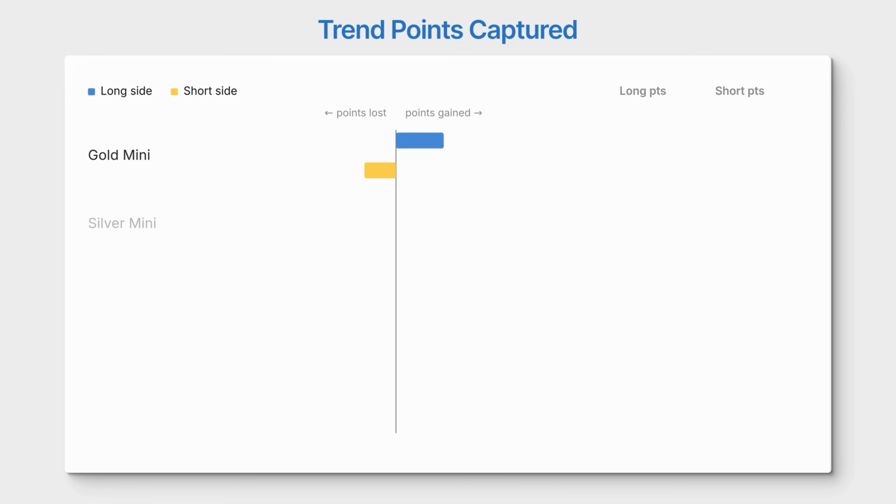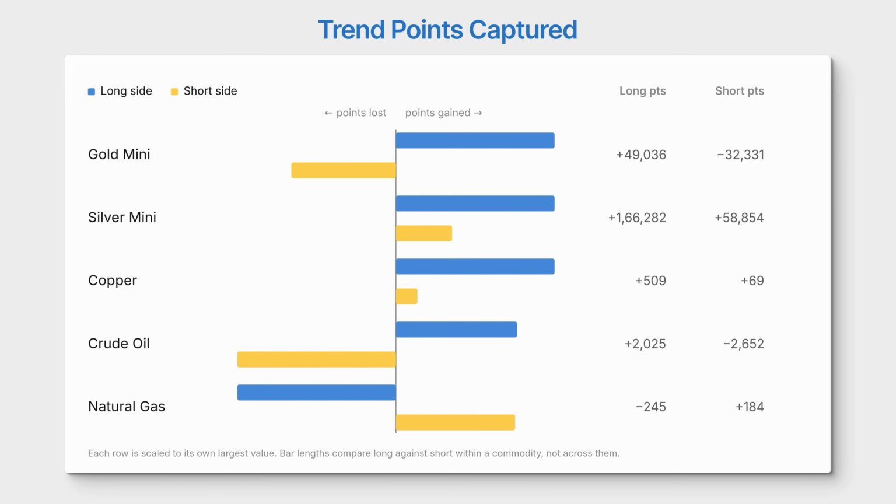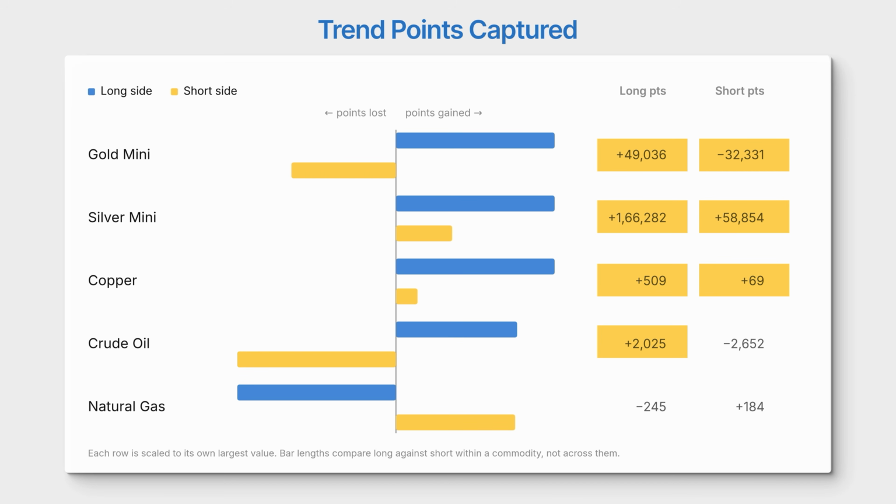Next, let's look at the number of points captured over the 11 years on each side by each of these commodities. So what you essentially see is that for gold, most of it was made on the long side. The short side lost money. For silver, both sides worked. For copper again, both sides worked. Crude seems to have an upward bias where long worked but shorts failed badly. Natural gas, as you can see, only shorts worked.